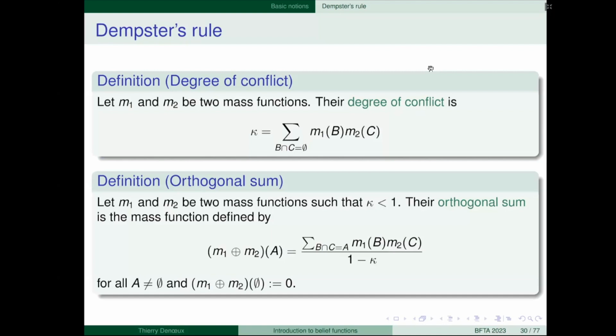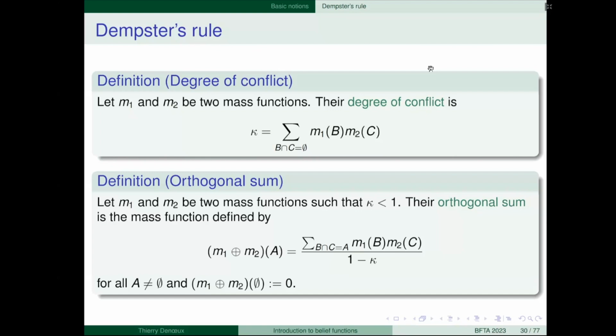First, given two mass functions M1 and M2 on the same frame, we define the degree of conflict, which I denote by the Greek letter kappa, as the sum of M1 of B times M2 of C for all focal sets B and C whose intersection is empty. This is a measure of the extent to which the two pieces of evidence are conflicting. If the degree of conflict is equal to 1, then the two items of evidence are completely contradictory, so they cannot be combined that way. But if the degree of conflict is less than 1, we define their orthogonal sum like this.